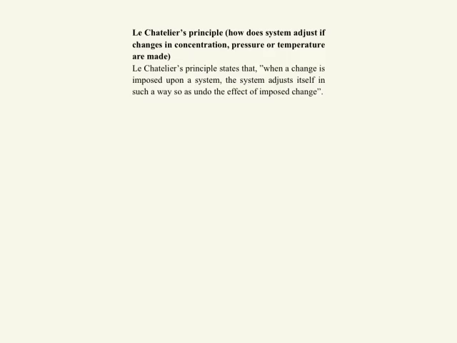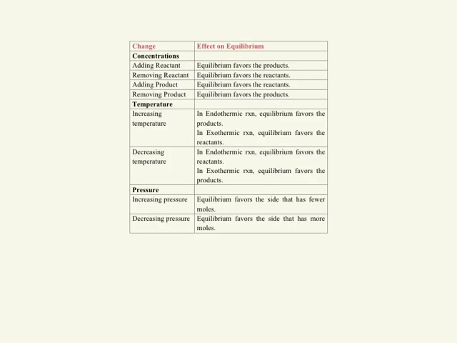For example, let me go to the next slide. This table summarizes the effect of concentration, temperature, and pressure on the equilibrium. So let's discuss first the concentration. For example, let me take this reaction: 2CO plus O2 gives 2CO2, and this reaction is at equilibrium.